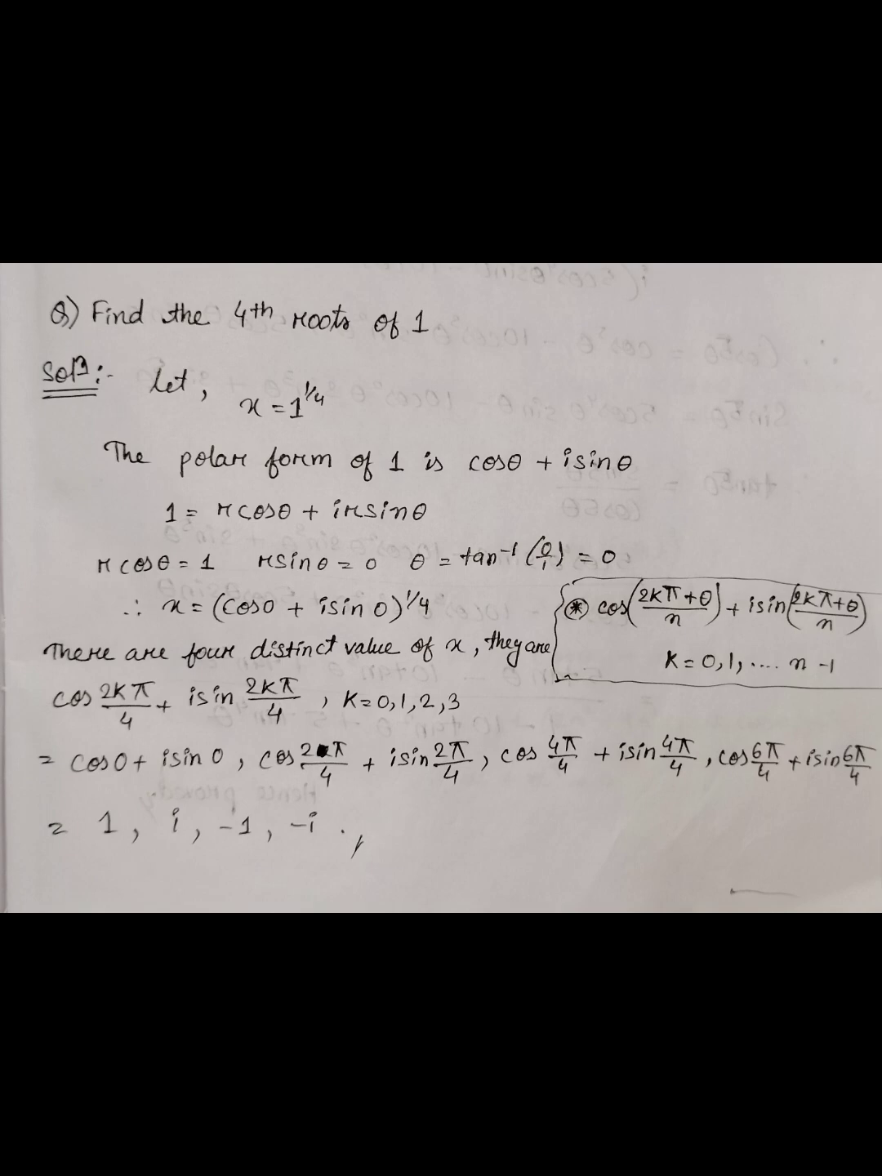There are 4 distinct values of x and they are cos 2k pi by 4 plus i sin 2k pi by 4. Here k equal to 0, 1, 2 and 3. Putting the values of k, we got the required roots 1, minus 1, i, minus i.